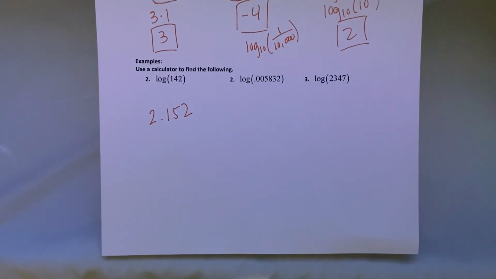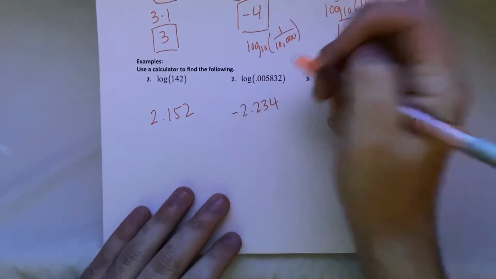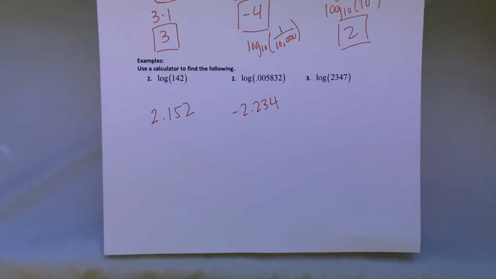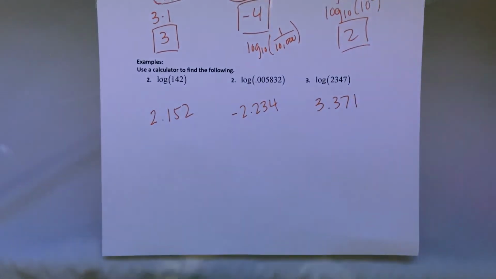Log of 0.005832 is negative 2.234. And log of 2347 using a calculator is 3.371 rounded. That is all for this video.